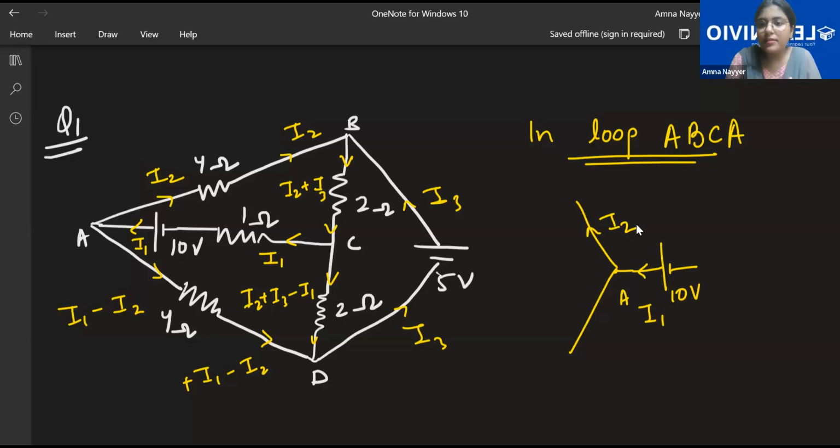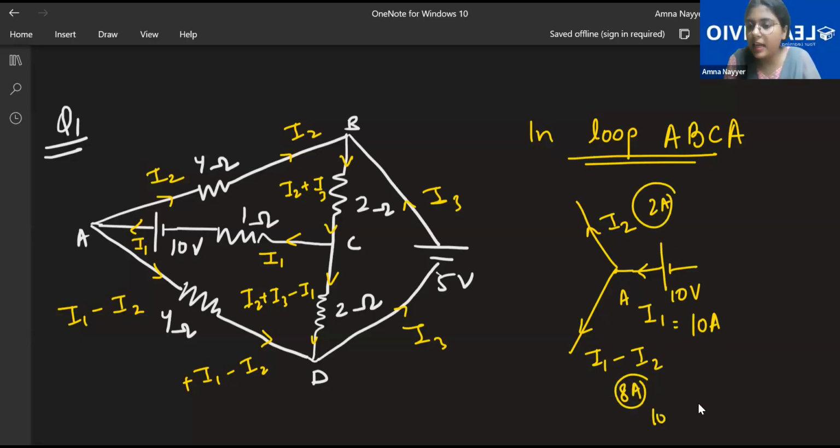So what is left with us in this branch? I1 was coming, I2 has gone in one of the branches. So we'll get I1 minus I2. Like this, take some value and get yourself understood. Let's say I1 is 10 ampere. 2 ampere went here. So we'll automatically say 8 ampere will be left. So what is this 8 ampere? 10 minus 2, I1 minus I2.